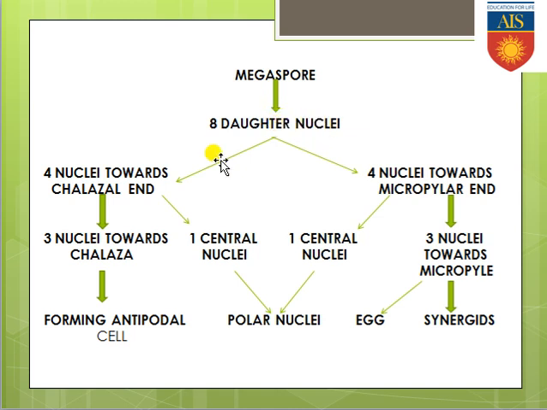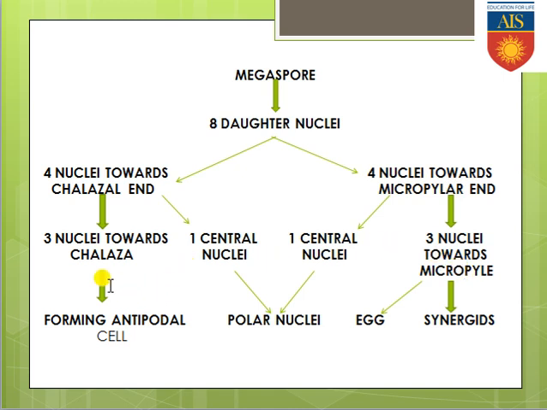From those 8 daughter nuclei, 4 nuclei move towards the chalazal end of the embryo sac and the remaining 4 nuclei move towards the micropylar end of the embryo sac. Now, of the 4 nuclei that move towards the chalazal end, only 1 nucleus comes to the central position of the embryo sac, and that is known as the central nucleus. The remaining 3 remain in the chalazal end. Same in the micropylar end: from there also 1 nucleus comes to the central position, and the remaining 3 remain within the micropylar end.